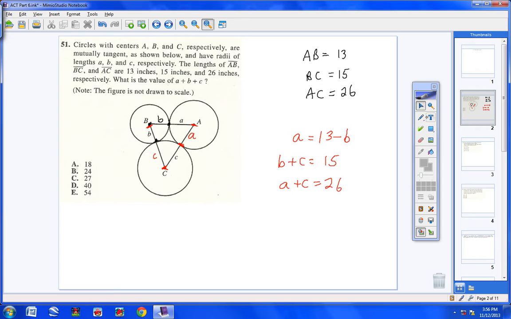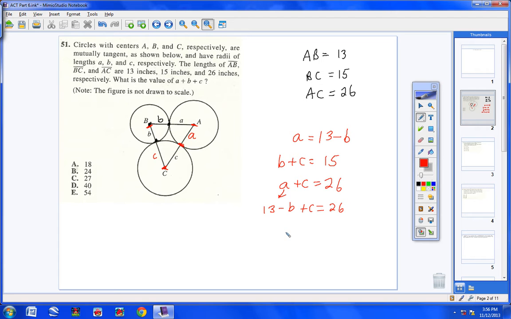Now, why would I do that? Well, come on down here and look. See this A right here? If A equals 13 minus B, then where this A is right here, I can now put 13 minus B. That's for A. Then bring down your plus C. Then bring down your 26.